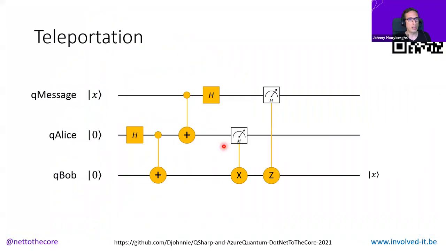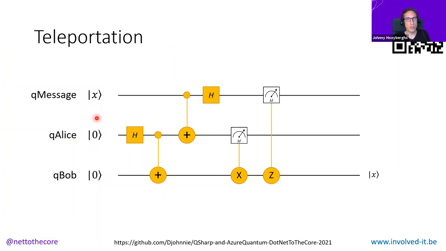So basically, if I go back to the slides and you look at this circuit, the top qubit has some kind of arbitrary superposition state. Let's say that that is the message. And then there's two qubits for Alice and Bob, which are a messenger and a receiver. Alice is the messenger, Bob is the receiver. And basically, Alice wants to give the message to Bob. That's what teleportation is all about.